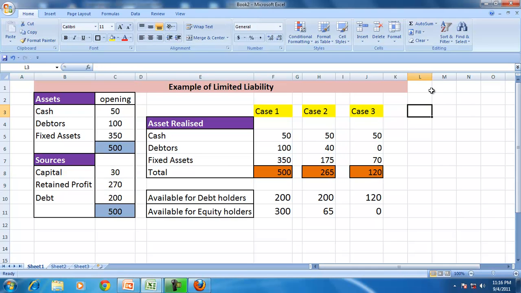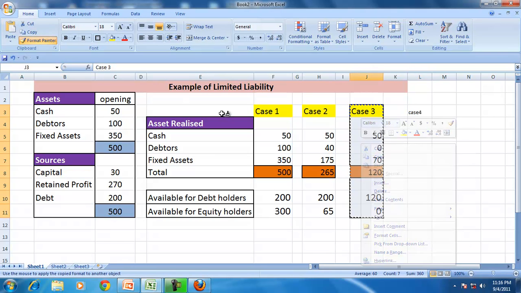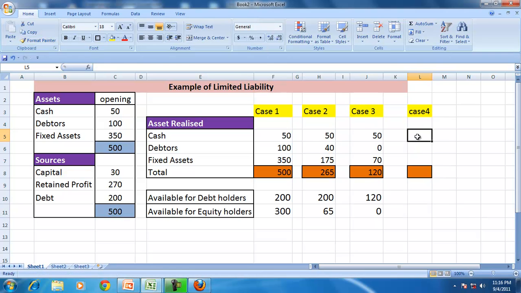But suppose in case 4, we got the 50 cash, debtors 100, and market value of the assets suppose have gone up for 50. Because you revalued the assets and somebody is ready to pay for more, the debt holders will get only 200, because that's a liability. The equity holder will get the balance money.